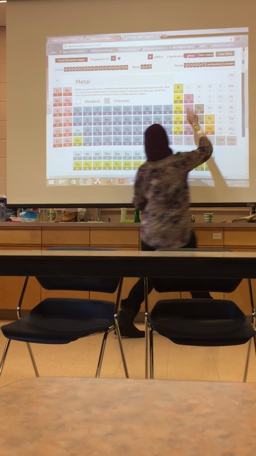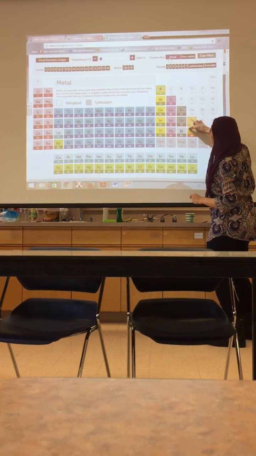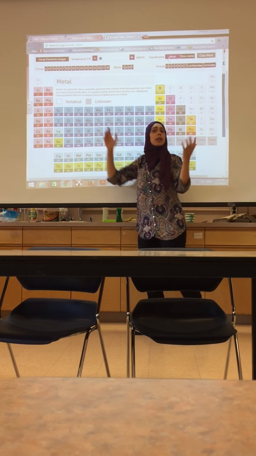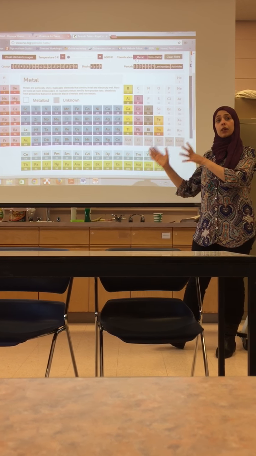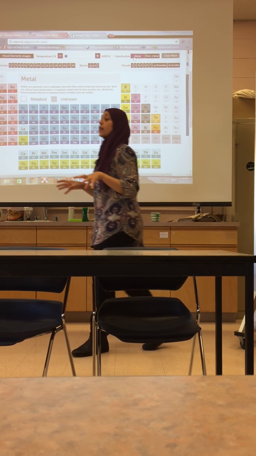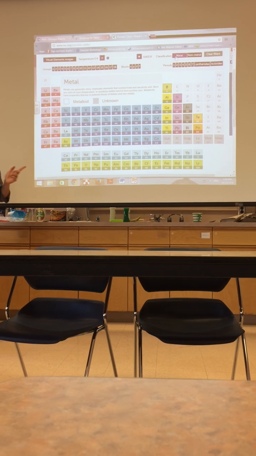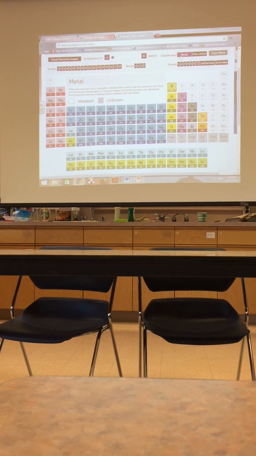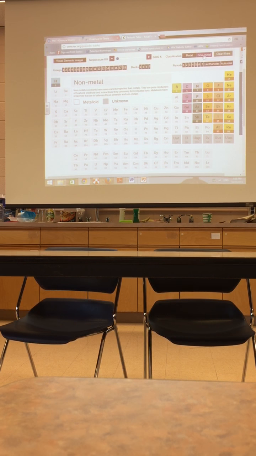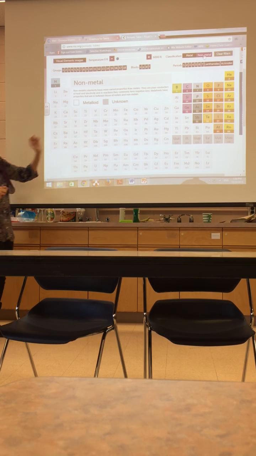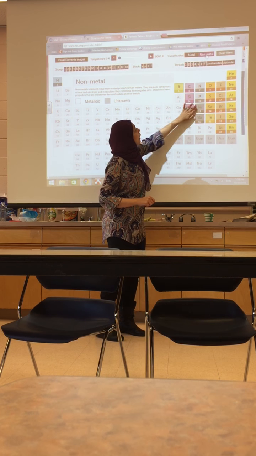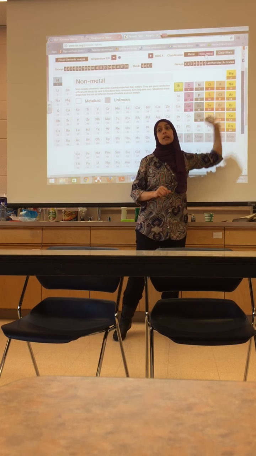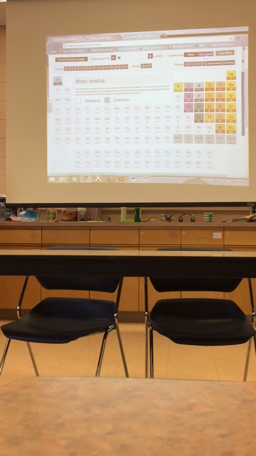And here is what we call the zigzag line. They are neither metals nor non-metals, we call them metalloids. And we have another section in the science course where we will know more about the characteristics of metals, non-metals, and metalloids. If I want to look for the non-metals, these are the non-metals in the periodic table. So again, all of these are metals. The zigzag line has the metalloids, and after the zigzag line, we have non-metals.